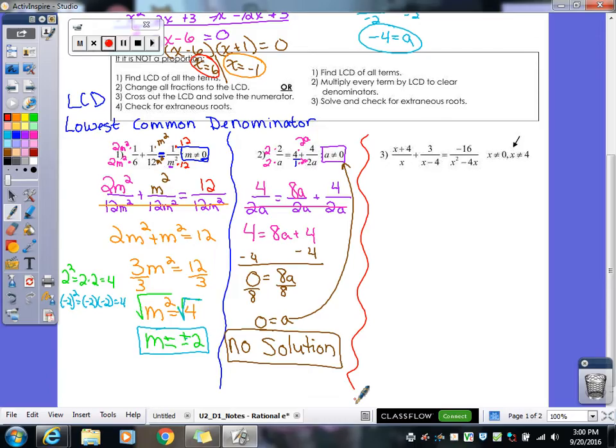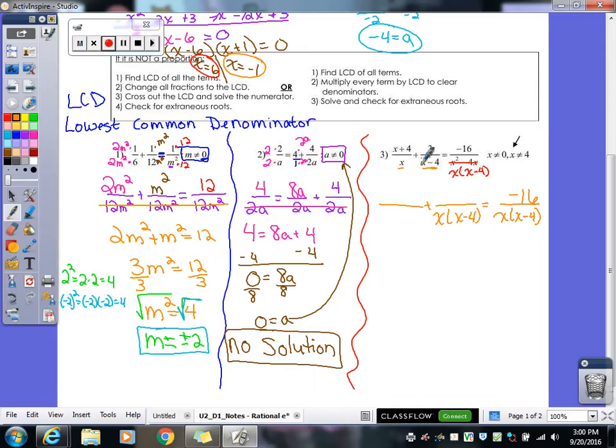And then our last one on this page of notes, we have x plus 4 over x plus 3 over x minus 4 equals negative 16 over x squared minus 4x. If you factor the GCF in that second fraction's denominator, you have x times x minus 4. If you think back to what we did last time, this would end up being our common denominator. This one already has the x minus 4. That fraction already has the x. So we just multiply them together to give us x times x minus 4. The third fraction already has the denominator, so we're going to leave it.